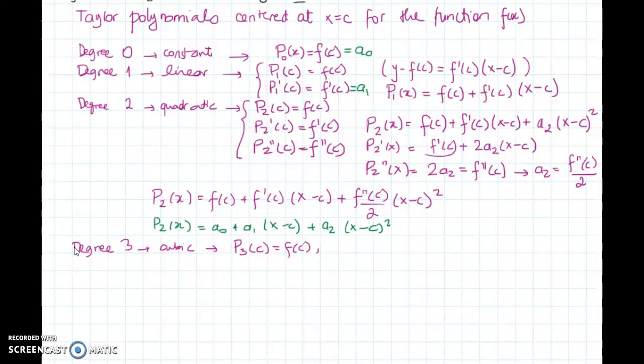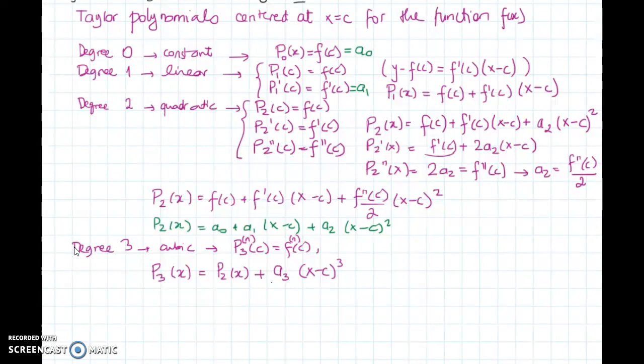So maybe we can write this in a shorter form, writing the order between brackets, and that means the nth derivative if n is greater than or equal to 1, or otherwise just the function itself. So we now have a list of 4 conditions we want our polynomial to verify. In order to verify those 4 conditions, our polynomial is going to be the previous polynomial we found, P2 of x, plus a new term with some constant A3 multiplied by (x minus c) to the power of 3.